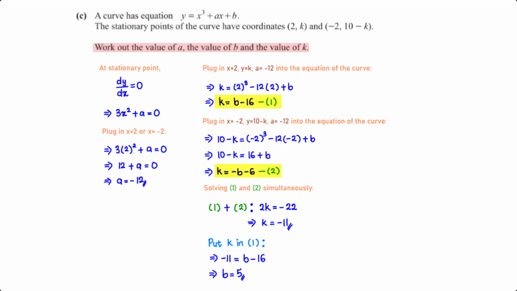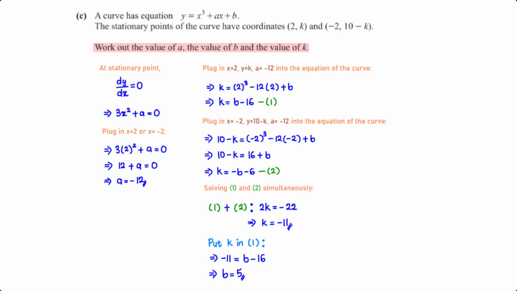Let's use the elimination method. Since we have b in equation 1 and negative b in equation 2, we can eliminate b by adding equation 1 to equation 2. This gives us 2k equals negative 22. When we divide both sides by 2, we have k equals negative 11.